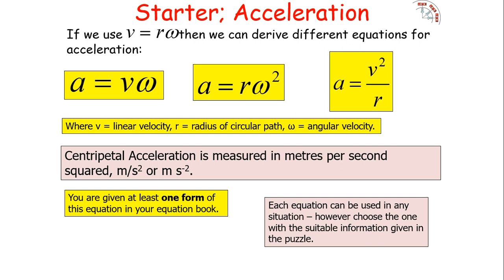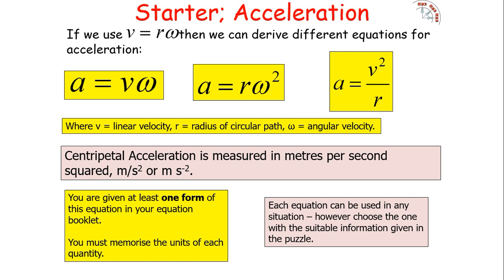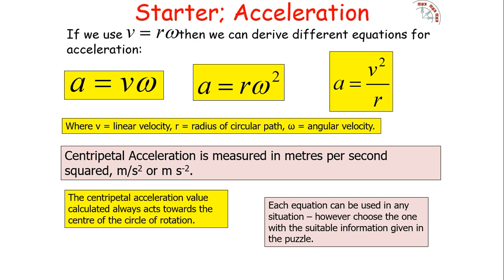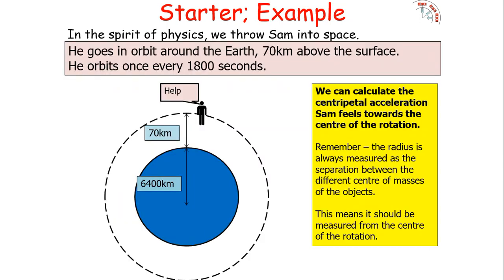If you were given v and r in the question, you'd use the equation on the right. If you were given v and omega, you'd use the equation on the left. And if you were given r and omega in the question, you'd use the central equation. I would memorize the units of each quantity. The centripetal acceleration will always act towards the center of the circle of rotation, so you've got your direction straight away for your acceleration value.